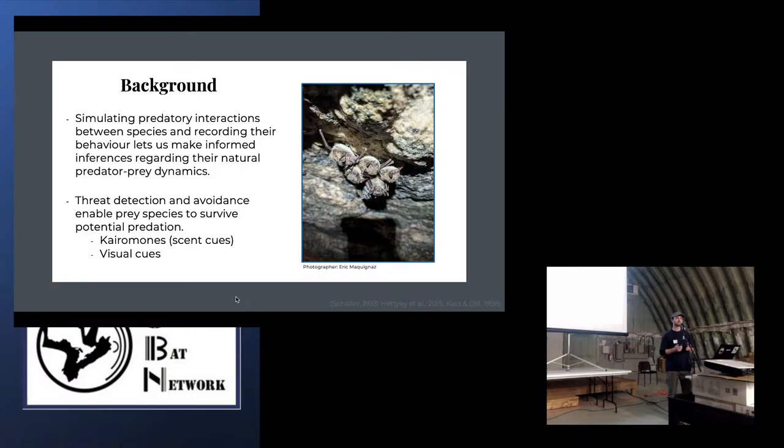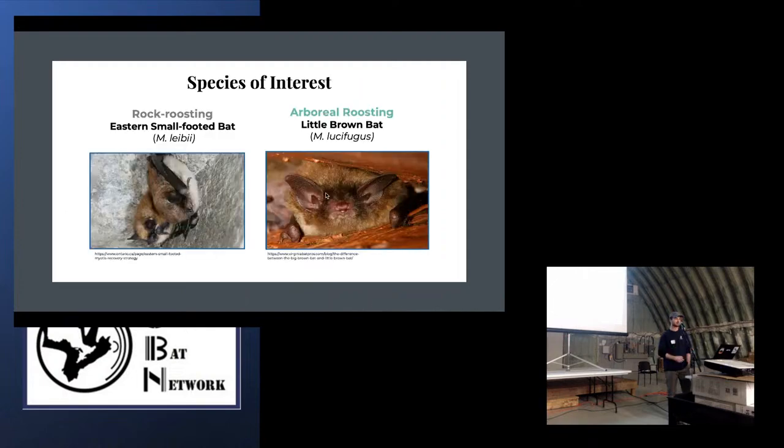The two species of interest that I looked at for this study were the eastern small-footed bat and the arboreal roosting little brown bat. I know we've talked a little bit about the rock roosting habits, but primarily in the literature they're considered either building roosters or arboreal roosters, and the eastern small-footed bat being rock roosting. And this key distinction is what I focused on in my research.